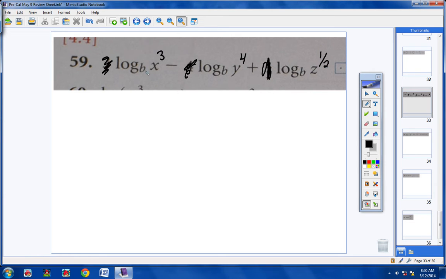Okay? So now, look at the logarithms. Do any of the logs have anything to the left of them? No. Do all the logs have the same base? Yes. And so my suggestion to you is always start with the subtraction ones first. I've always recommended that to you guys.